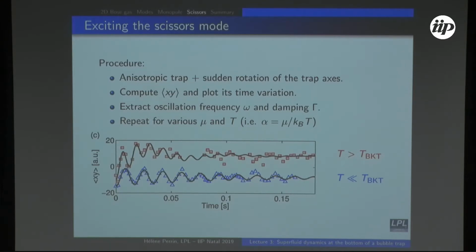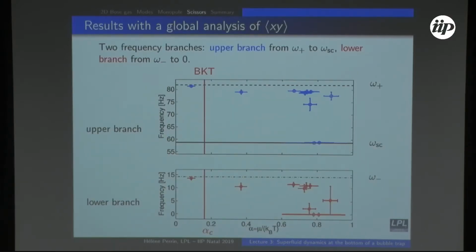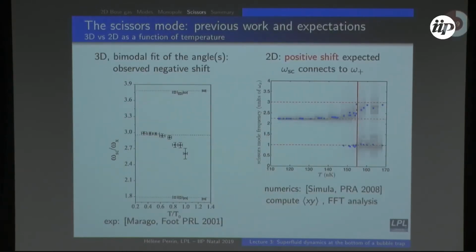Either the temperature is small, and we see a single frequency, which is slightly damped, or we are above the critical temperature, and we observe, in fact, 2 frequencies. You have a fast frequency, which is larger than the scissors frequency, omega plus, plus a slow frequency corresponding to omega minus and strong damping. So here are the 2 kinds of frequencies we observe. So in fact, in the 2 branches corresponding to this upper branch and the lower branch where it stops.